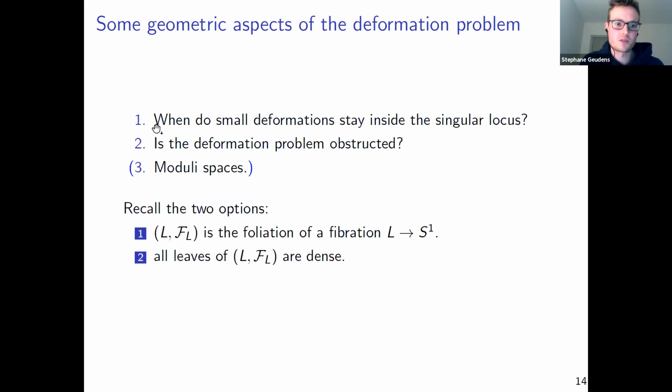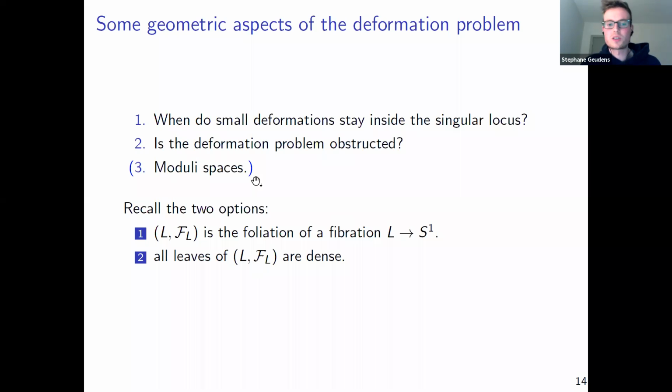So let's address the first two questions. And to do that, this is why I made the assumption that the Lagrangian is compact and connected, because then this has some implications for the foliation that it has. So there is this general fact that if you have a manifold that is compact and connected, and it has a codimension 1 foliation defined by a closed one form, then there are two possibilities for the foliation. Either it's given by a fiber bundle over S1, or all leaves are dense.